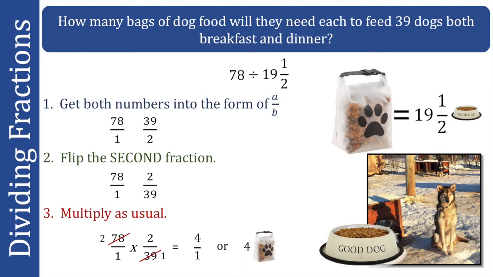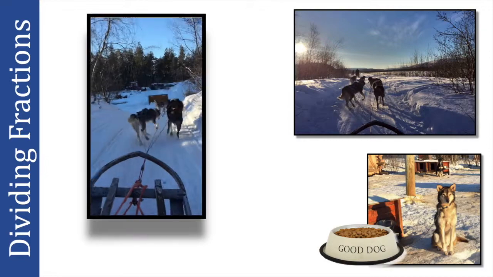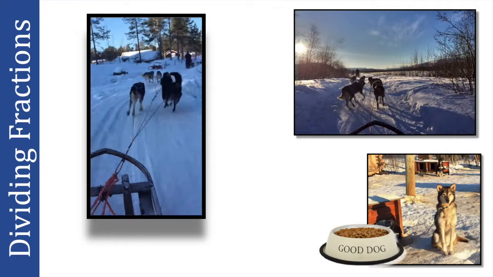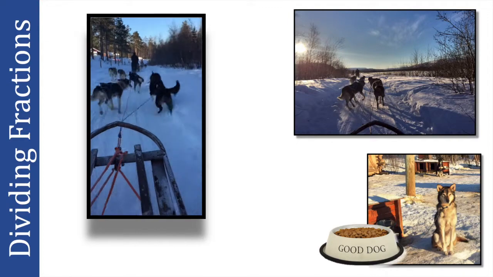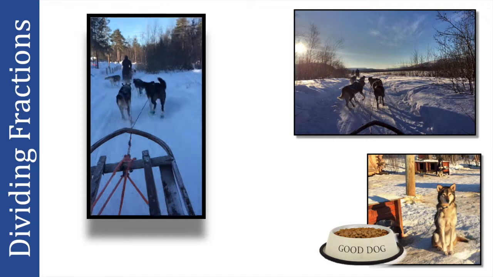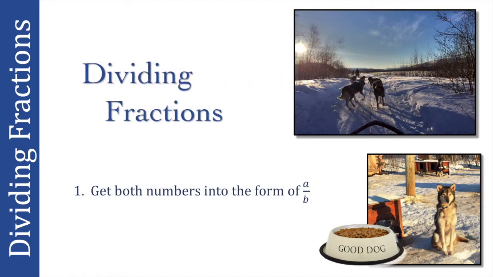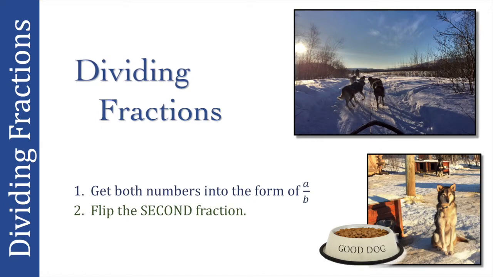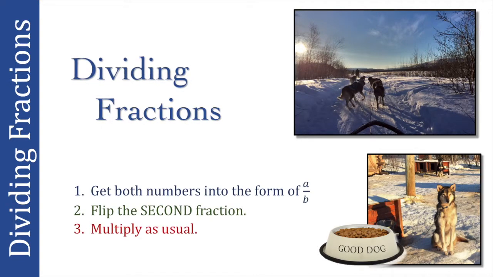But thank you for joining me and Darth and Vader as we explored how to divide fractions. I hope you enjoyed the scenes of Norway and a bit of my latest adventure. Keep in mind, to divide fractions, you just have to remember the 3 steps. First, get both numbers in the form of a over b. Step 2, flip the second fraction. And step 3, multiply as usual.